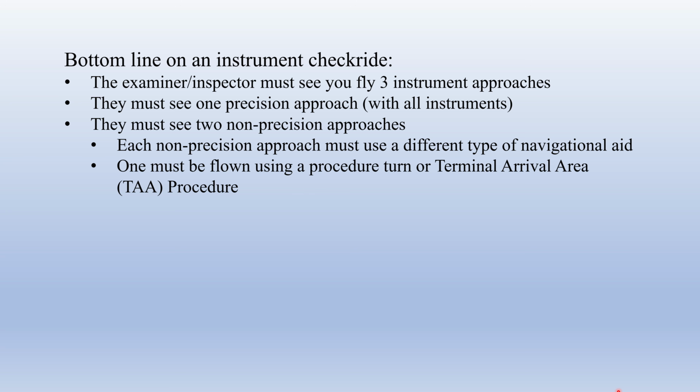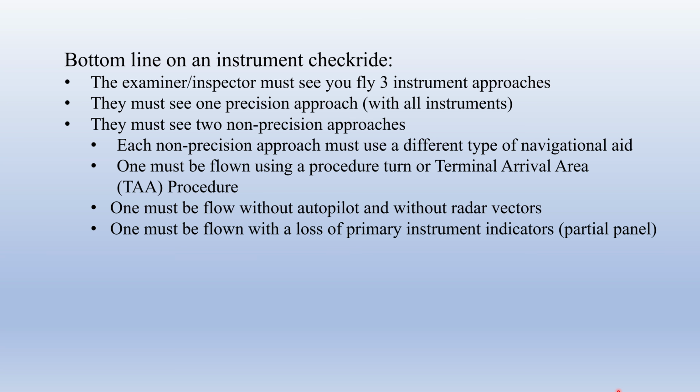One must be flown using a procedure turn or a terminal arrival area procedure. So in other words, you cannot get vectors onto one of them. One must be flown without the autopilot and without radar vectors. So one will have to be hand flown. And one must be flown with a loss of primary instrument indicators or partial panel. And so typically they will combine this all into one approach where you'll have to fly that one approach without your autopilot and without your primary instruments, because your autopilot won't work if you don't have your primary instruments, generally speaking.